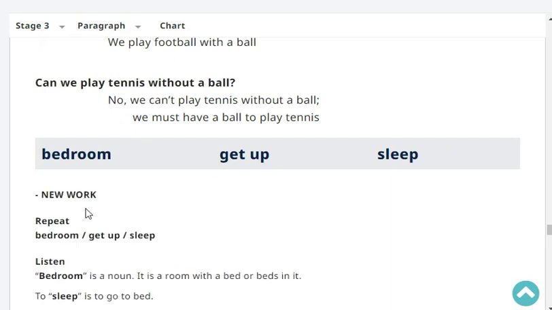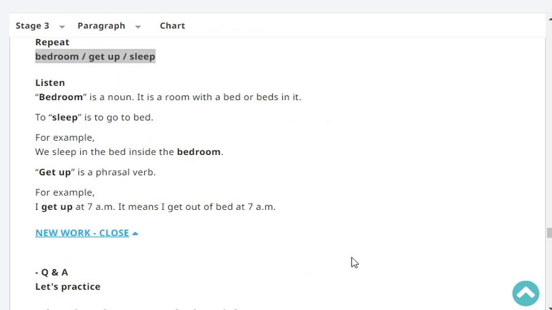Next, repeat. Bedroom. Get up. Very good. Sleep. Very good. Okay, listen. Bedroom is a noun. It is a room with a bed or beds in it. To sleep is to go to bed. For example, we sleep in the bed inside the bedroom. Get up is a phrasal verb. For example, I get up at 7 a.m. It means I get out of bed at 7 a.m.